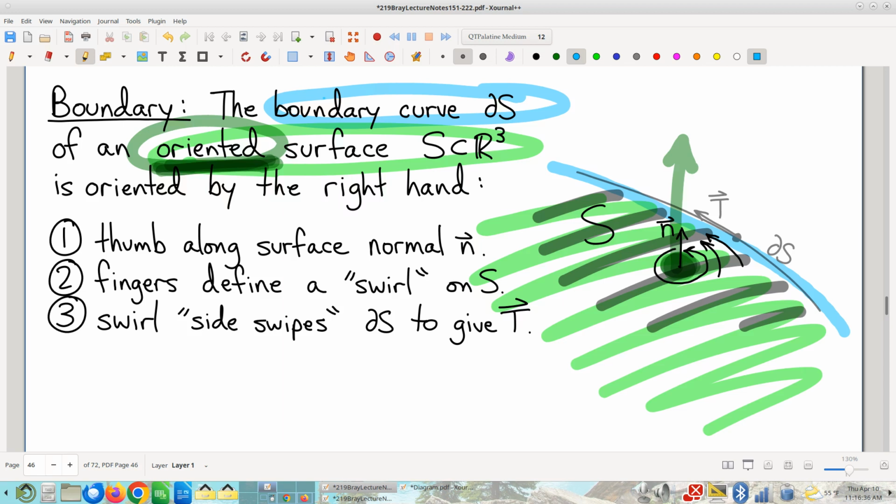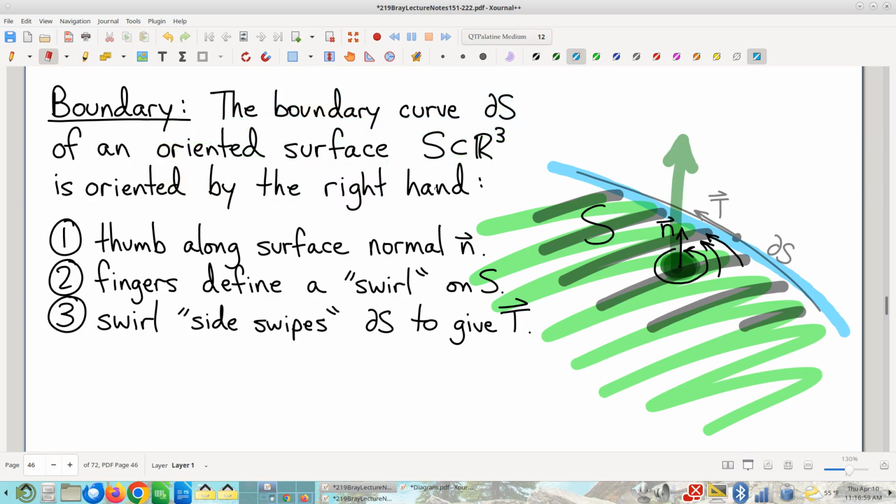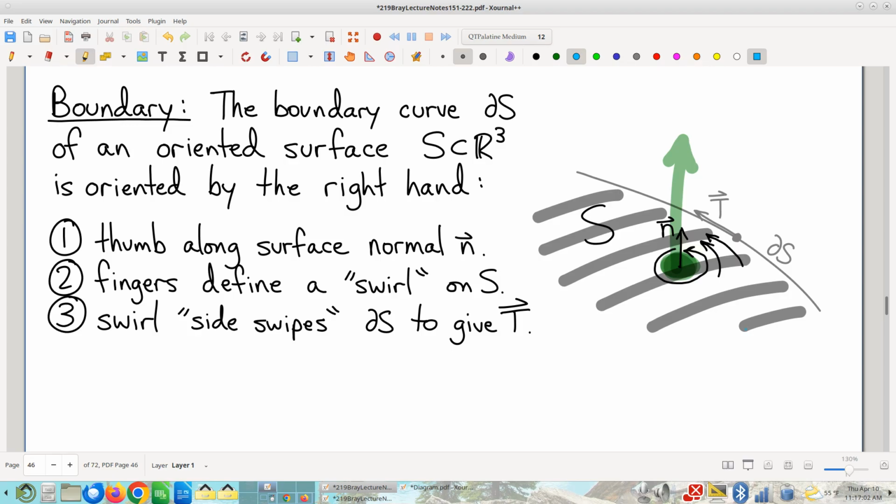If you're in a three-dimensional scenario talking about the orientation on a boundary curve, what does that even mean? Sometimes I've done this on tests, I've said, clockwise as seen from a particular point of view, or something like that. But anyway, it's certainly not good enough to set a standard. Here's the standard.